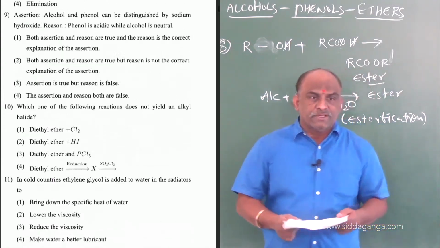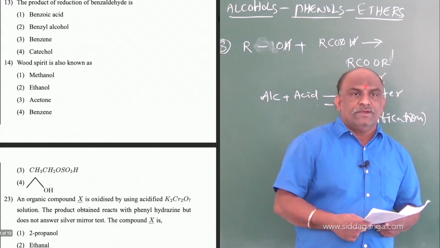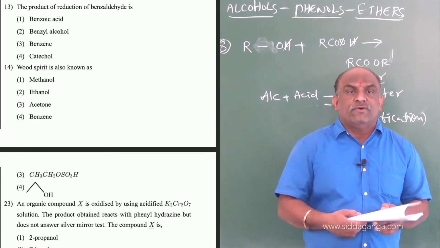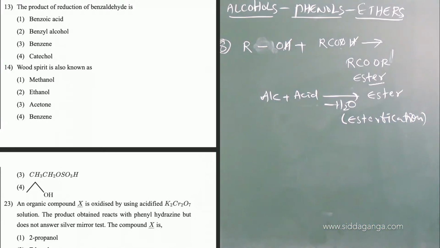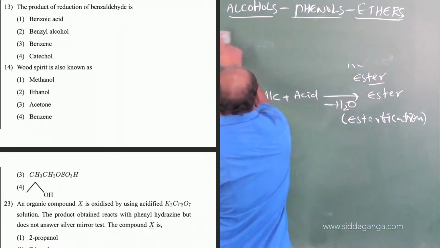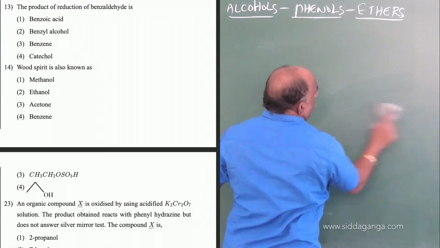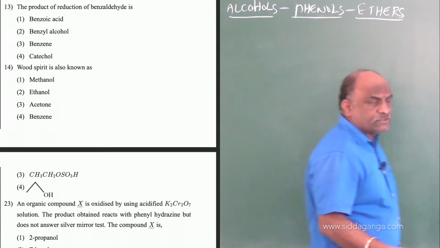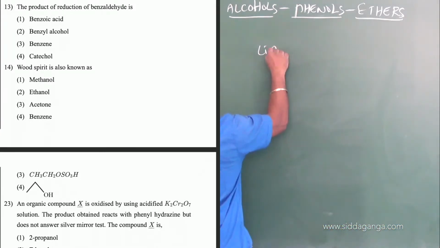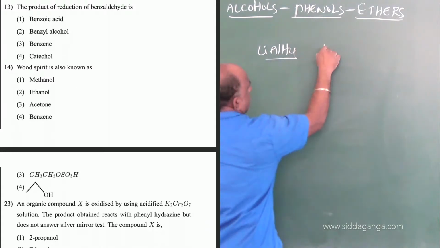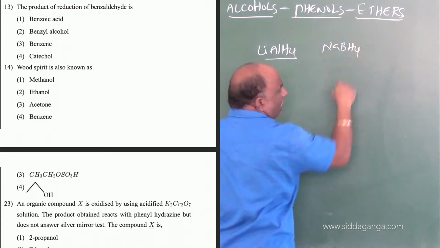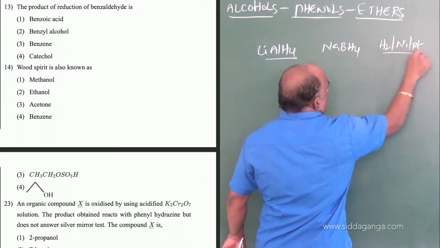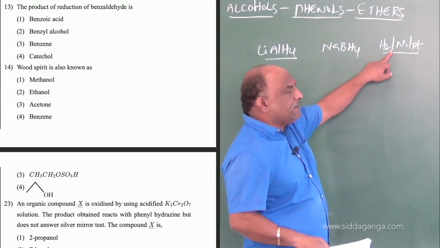We'll go into question number 13. Question number 13 is also theory oriented. It is a reduction reaction: the product of reduction of benzaldehyde, very very important. Here make a point in your mind. We require reducing agents. Two types are there: one is lithium aluminum hydride, and second is NaBH4, sodium borohydride, or third is H2 in the presence of nickel or platinum. This is called catalytic hydrogenation.